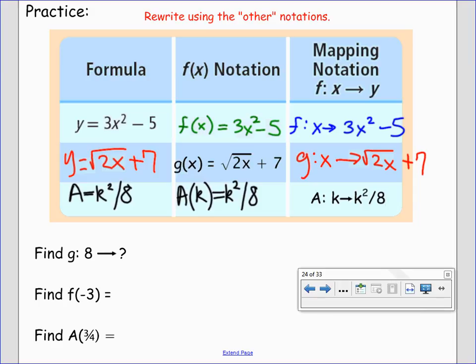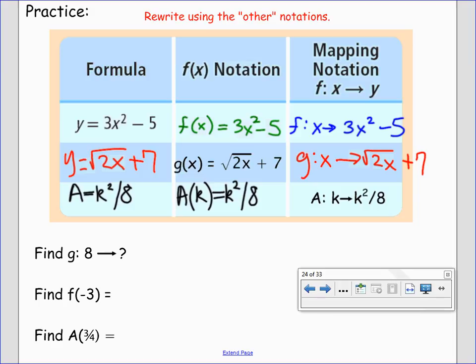So if we have a function g of x, which is given by the square root of 2x plus 7, then we could write a formula y equals square root of 2x plus 7. We could also say g equals square root of 2x plus 7. Or we could say our mapping notation: our function named g accepts input x and maps them onto outputs in accordance with the rule of square root of 2x plus 7. So here you could put y equals, or you could put a equals, right? Either one is fine.